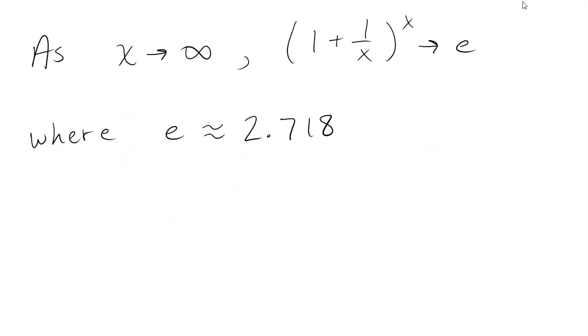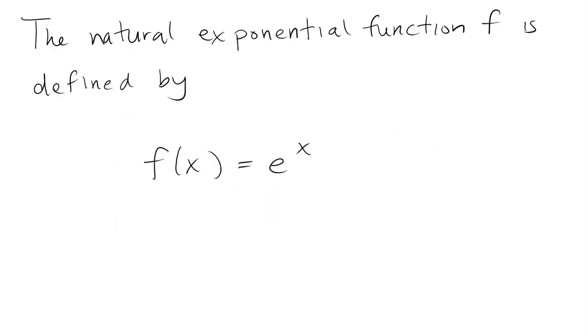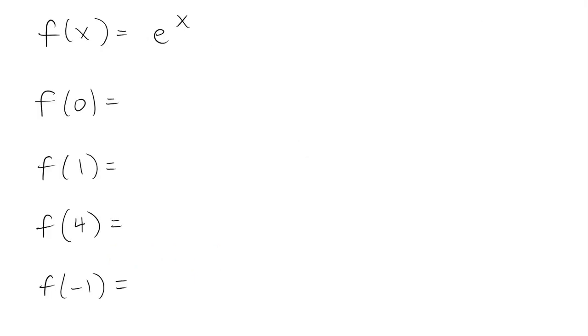Because this base e pops up so much, we call the exponential function with base e the natural exponential function. The natural exponential function f is defined by f(x) = e^x, and again, think of e as just some number close to 2.7. Let me show you some values of e^x.